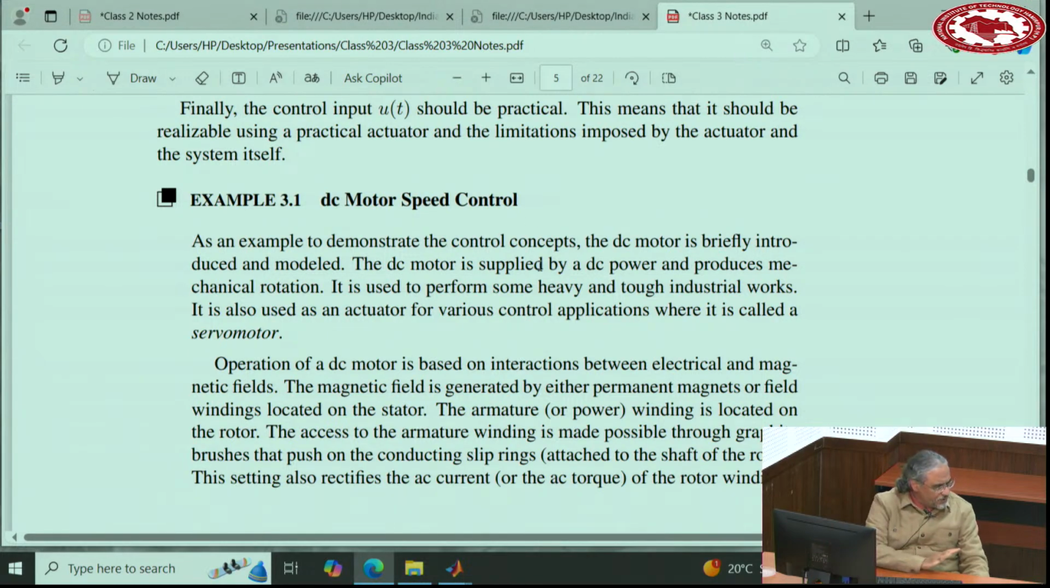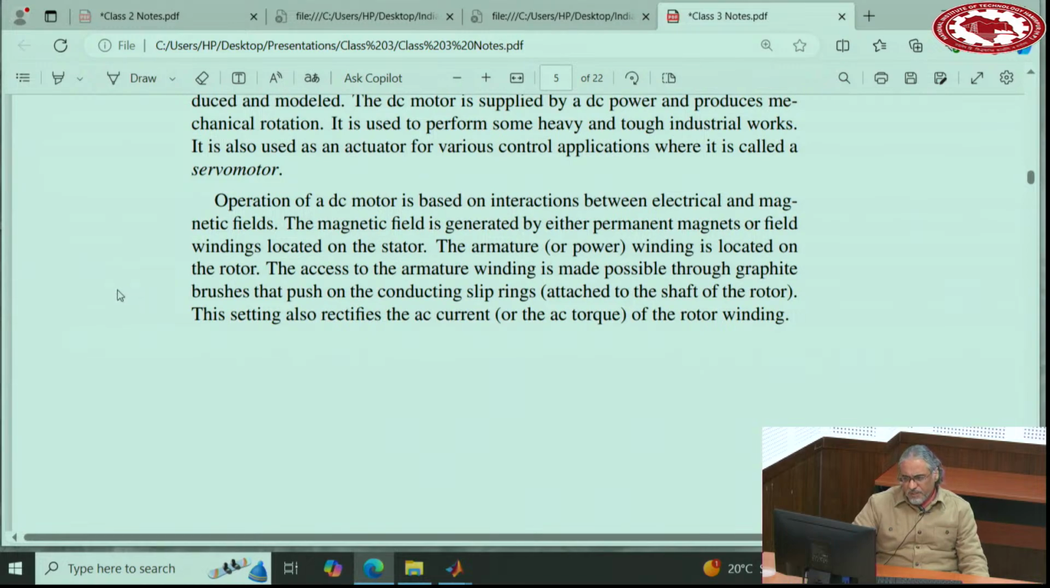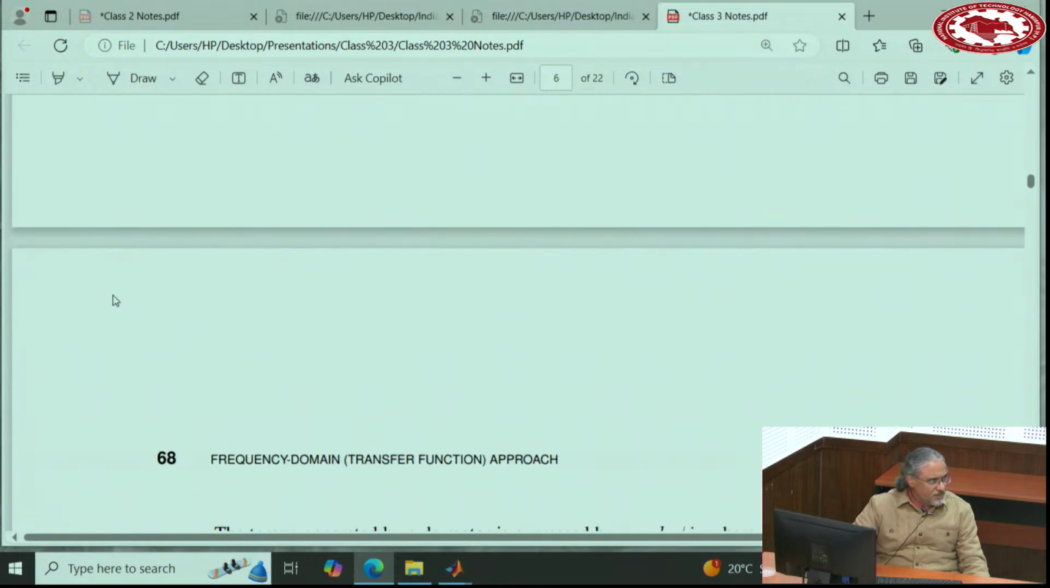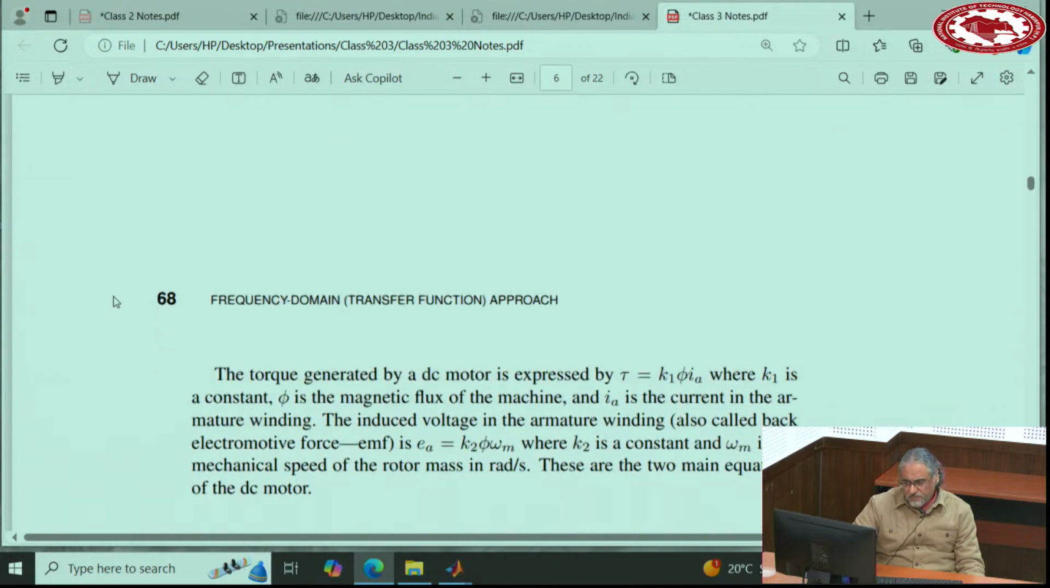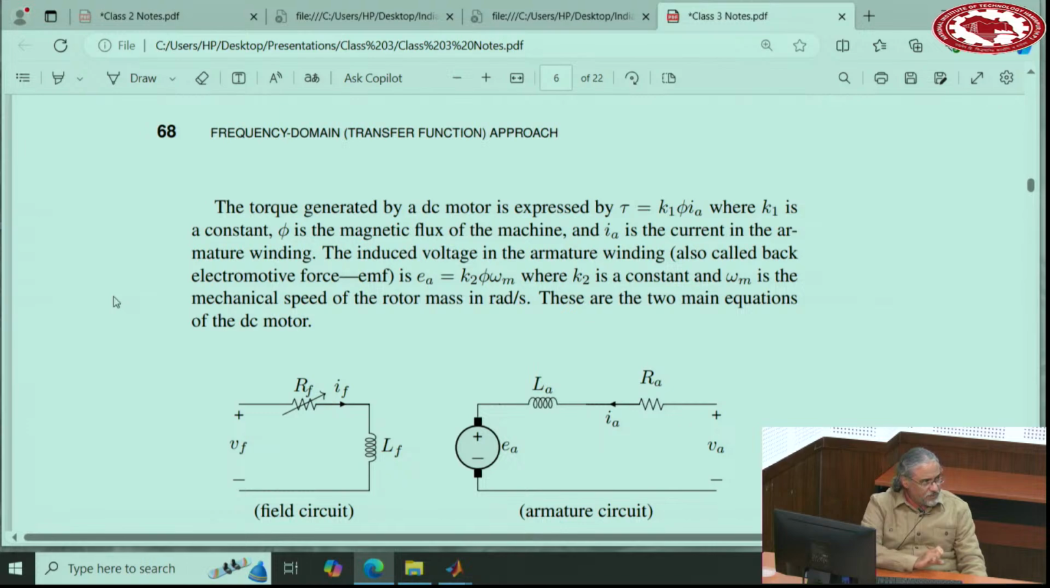We are in the control section, so let's look at an example of DC motor speed control, which is different from the converter that we just had. DC motors basically convert DC electric power into mechanical rotation or mechanical movement. I don't want to go into the principles and operation of the DC motor, that's another topic.